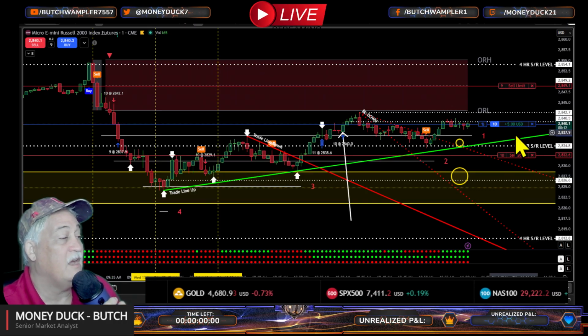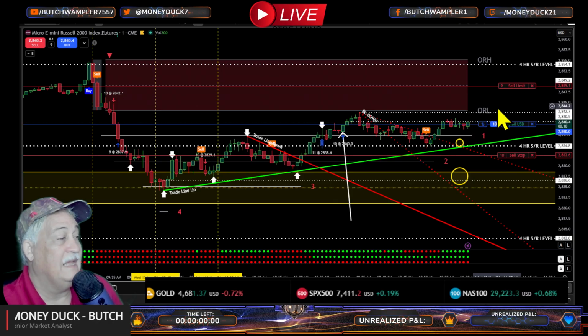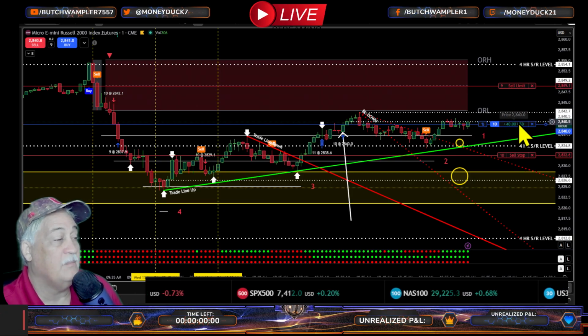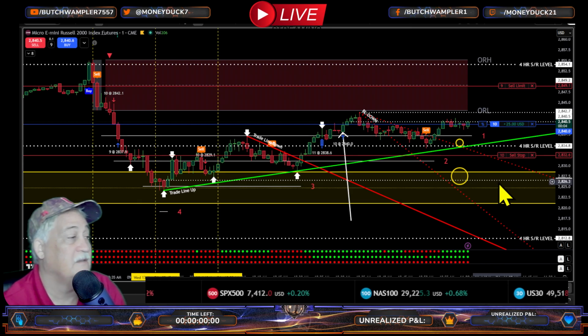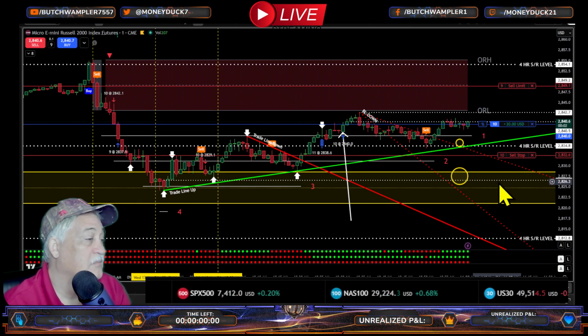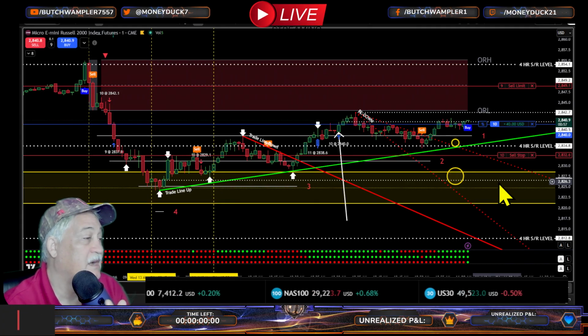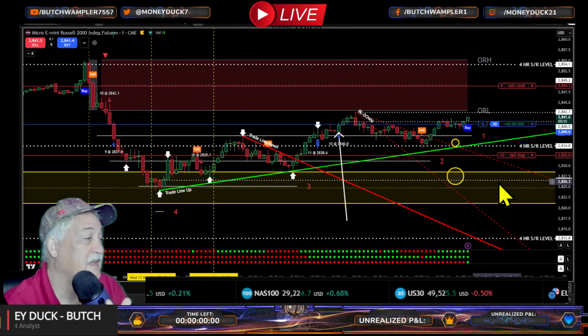Now, if I had one on and it got up to the sell limit area, I would definitely have my stop up to the break-even point by then. So I'm planning on trailing it if it keeps going. There's our buy. We still got to wait for the candle to close.